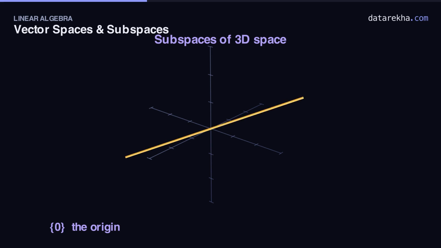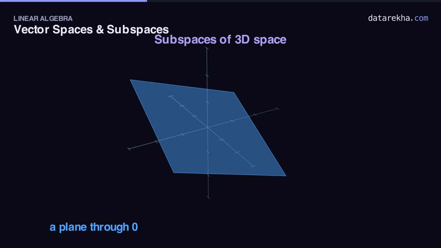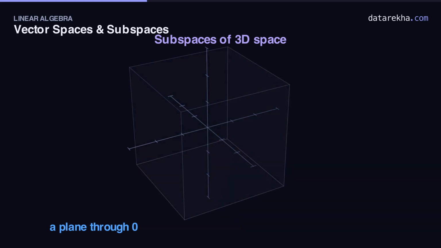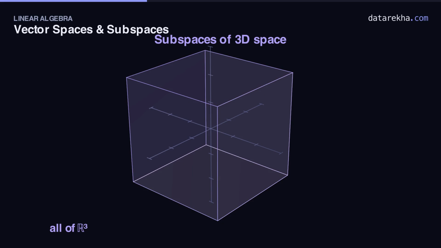Step up one level, and you get any line through the origin. Every arrow along it, and every scaled version stays glued to the line. Step up again, and you get any plane through the origin, a flat sheet that contains the point 0. Any two arrows lying in it, added or scaled, never lift off the sheet. And the biggest subspace is the entire space itself. So the complete menu in 3 dimensions is short. The origin, any line through it, any plane through it, and all of space. Notice the theme. Every one passes through the origin.